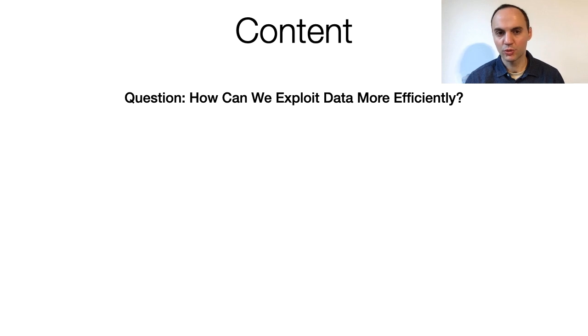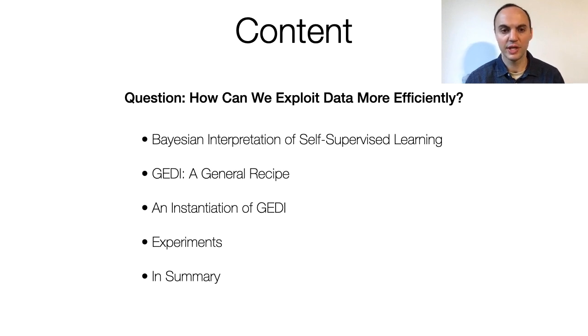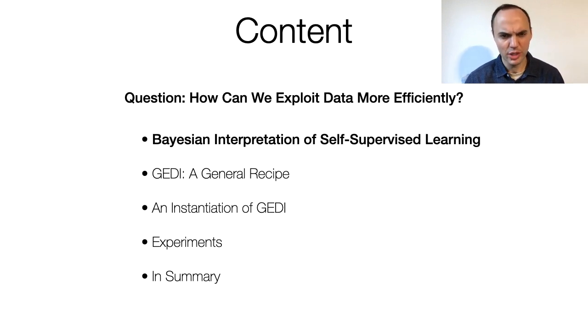Remember, the question we want to address is, how can we exploit data more efficiently? And in order to answer these questions, we are going to follow these points. So we first provide an interpretation, a Bayesian analysis of self-supervised learning objectives. We then provide a general recipe, our solution called GEDI. And then finally, we are going to provide an instantiation, a solution, a learning algorithm to train the model, and we show some experiments validating our claims. So let's start with the analysis.